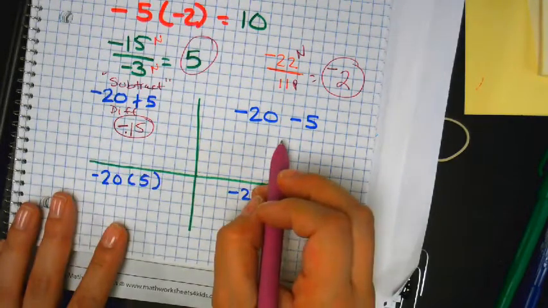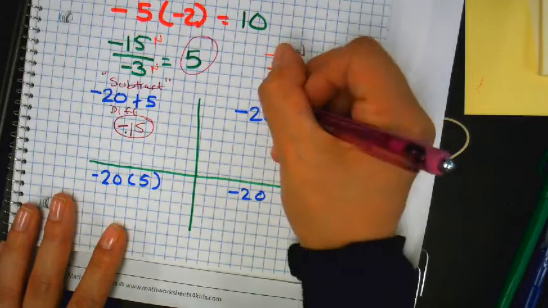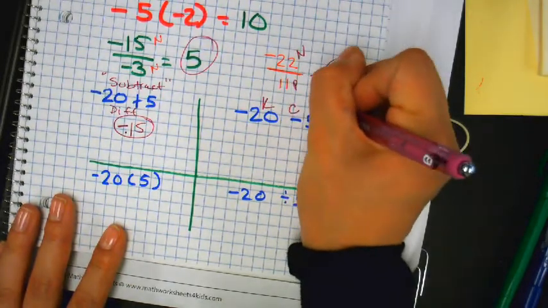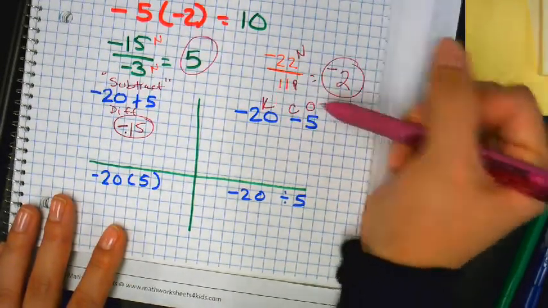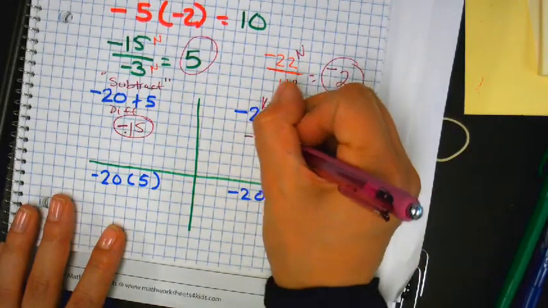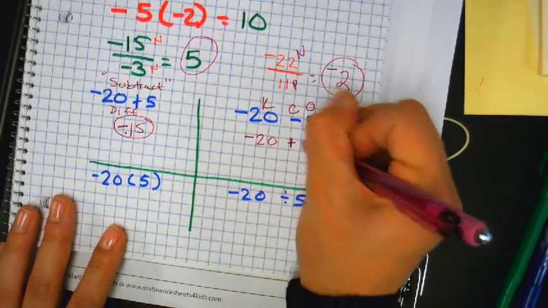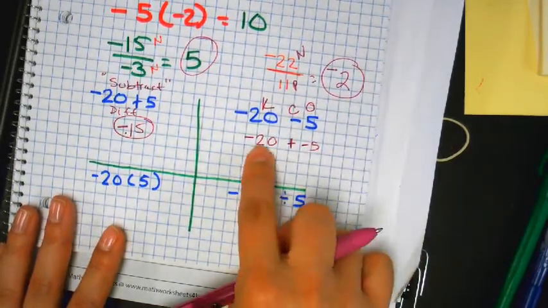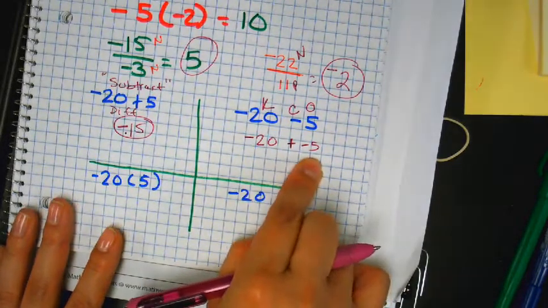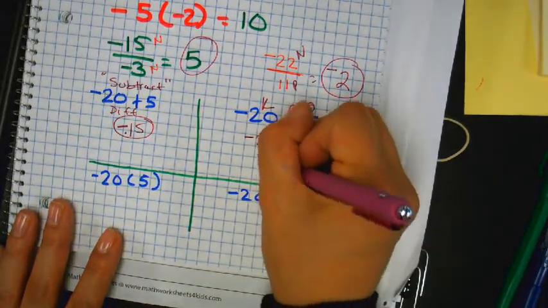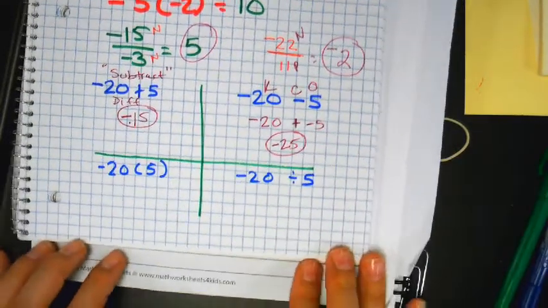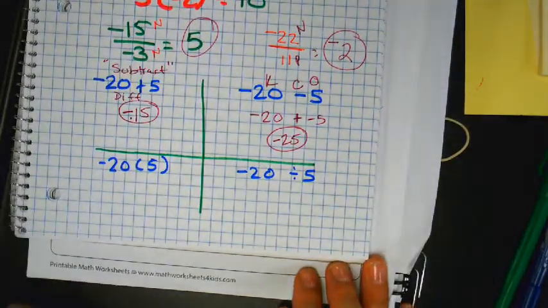Number 2, what are you going to do with this one? Keep, change, opposite. So it'll be negative 20 plus negative 5. Write this down if you don't have it written down. And what is our answer? Negative 25.